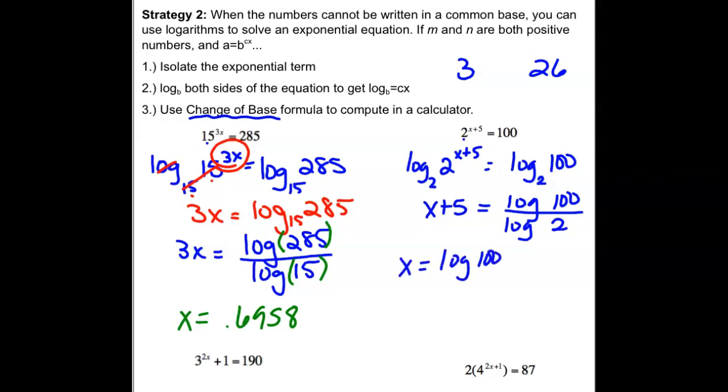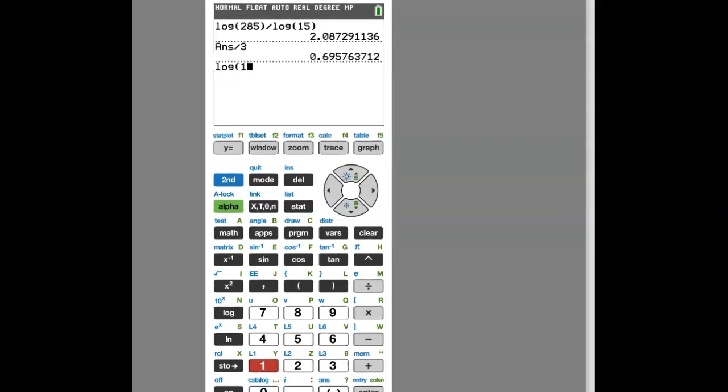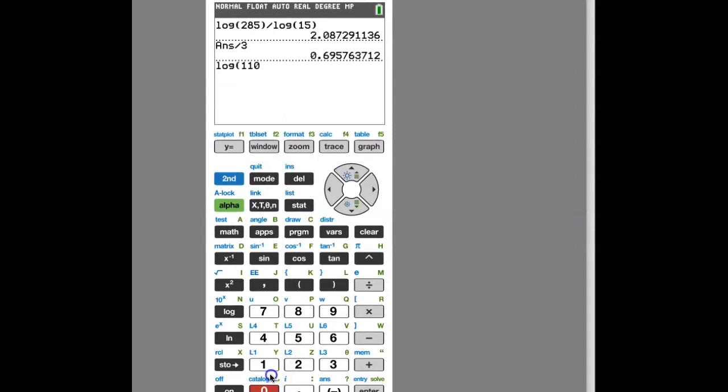So we're going to grab our calculators and figure out what this is. And then we're going to subtract 5 from it. So the log of 100 divided by the log of 2. Common log of 100 divided by the common log of 2. And then we had to subtract 5 from that. So we end up with 1.6439 if we round that.